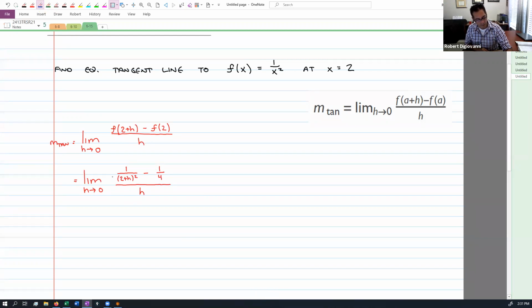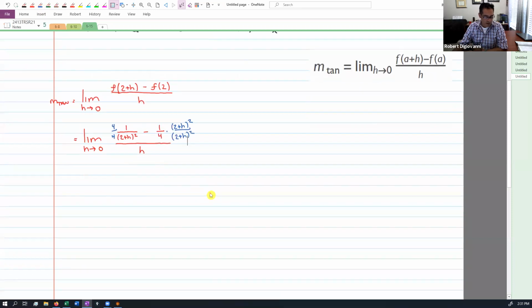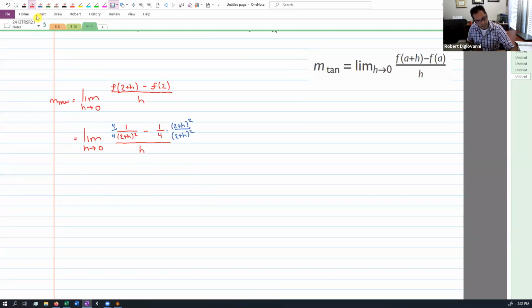Algebra. I need a 4 down here and a 4 up here. Here, I need a (2 plus h) squared and a (2 plus h) squared. Okay, I have to deal with it. So when I put those together now, my new numerator will be 4 take away the (2 plus h) squared, over the common denominator, which is 4 times (2 plus h) squared, then all of that over h.